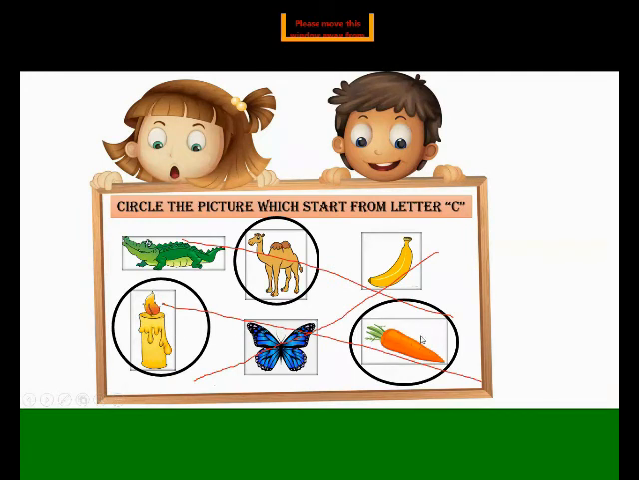The next picture is butterfly. The sound of butterfly is K? No, the sound of butterfly is B. So we will not circle the picture of butterfly.